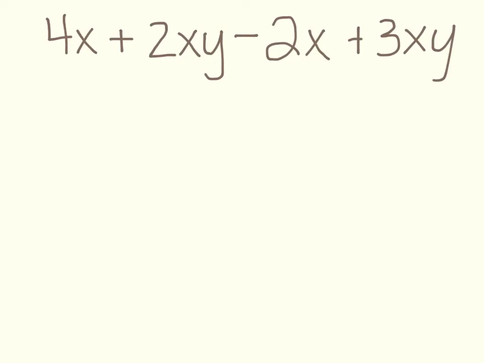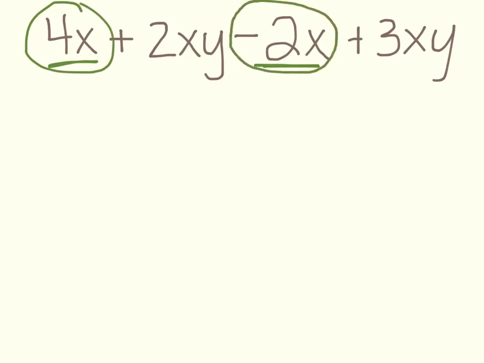That means I can put my x's together. So if you look here, I have 4x and negative 2x. You have to include that little negative sign, so make sure this minus sign goes with this. Now that I circled those, I can put them together. So I have 4 and negative 2. Together, that would be 2x.